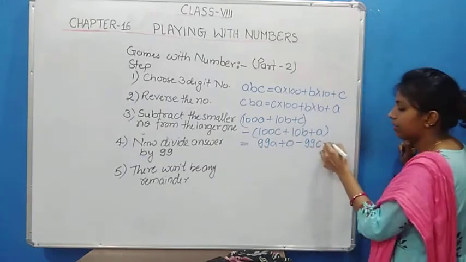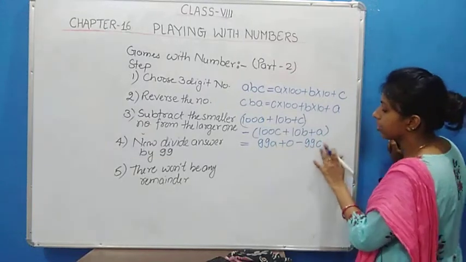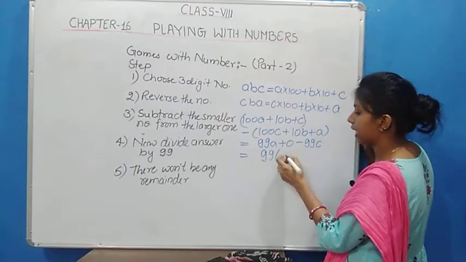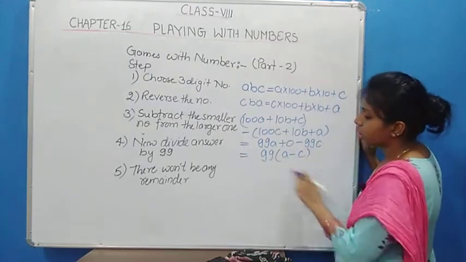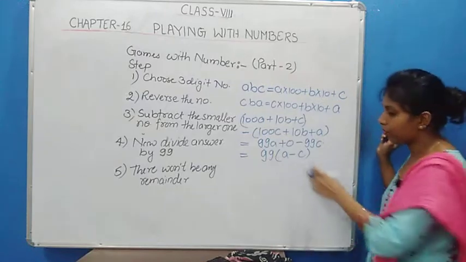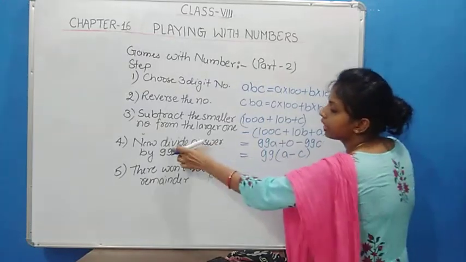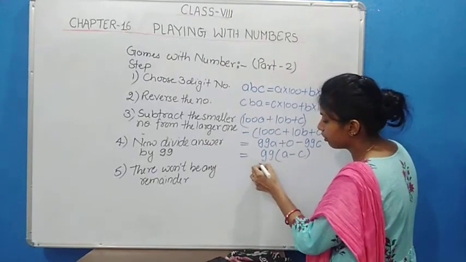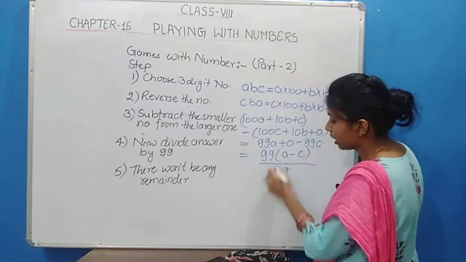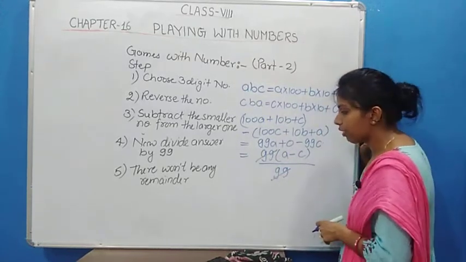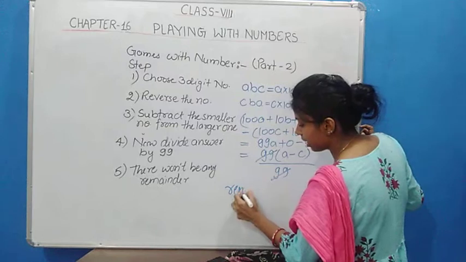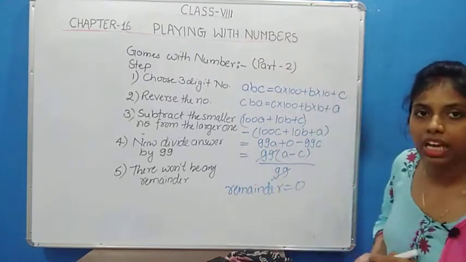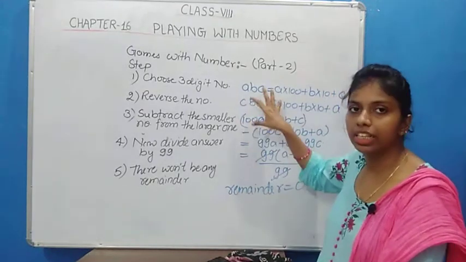Here we can see that 99 is common. Taking 99 common, what we get inside the bracket is A minus C. So 99 is a factor of this number. If we divide this number by 99, it is going to be fully divisible by 99, since the 99 cancels. So again we get remainder 0. This is how we can show it for a general 3-digit number.